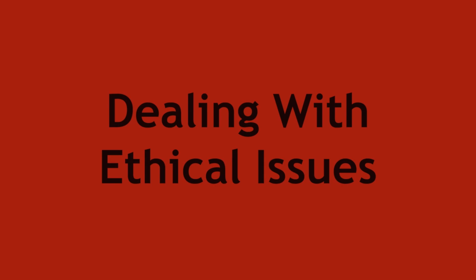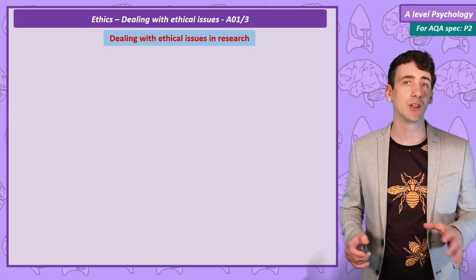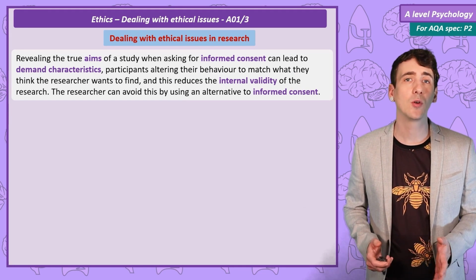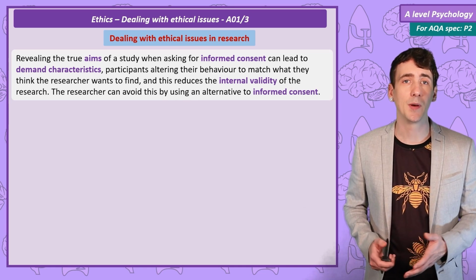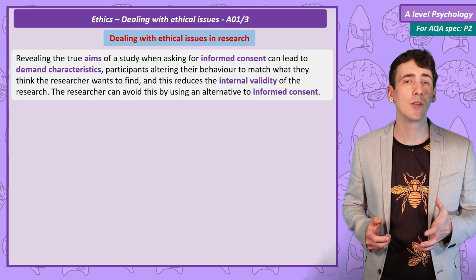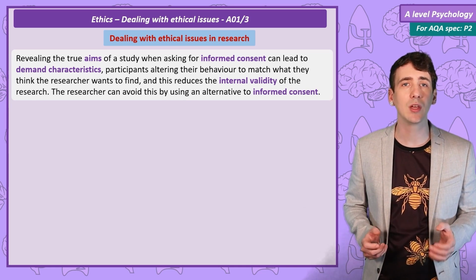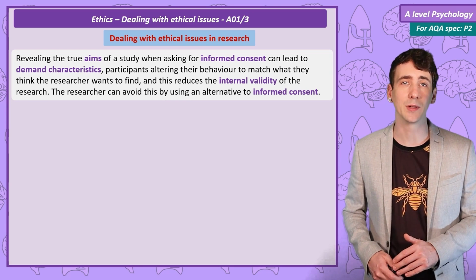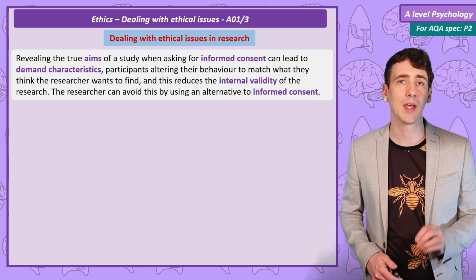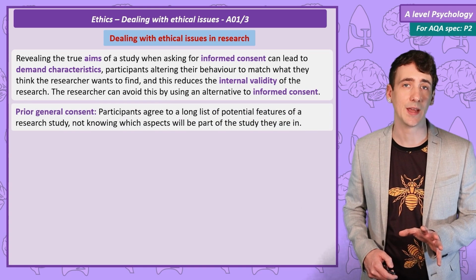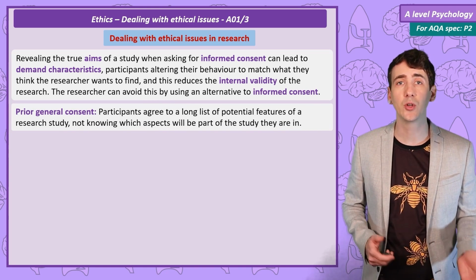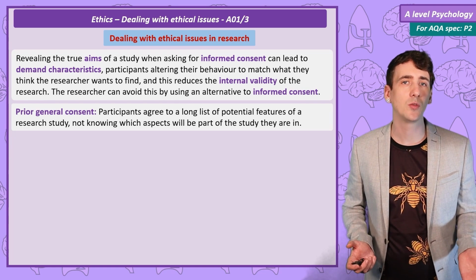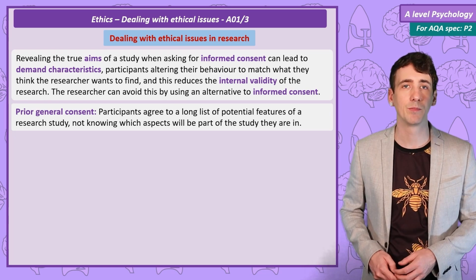Dealing with ethical issues. So there are ethical considerations, but also researchers need to produce valid data. By now you're aware of demand characteristics. The participant altering their behaviour because they're aware of the research aim, usually shaping their behaviour in the belief it'll help out the researcher. There are 3 alternatives to informed consent that avoid giving away the aim, and they are: prior general consent. This is having a long list of things that could happen in an experiment and getting a participant to agree to all of it and not be told which parts will actually be included in the study.